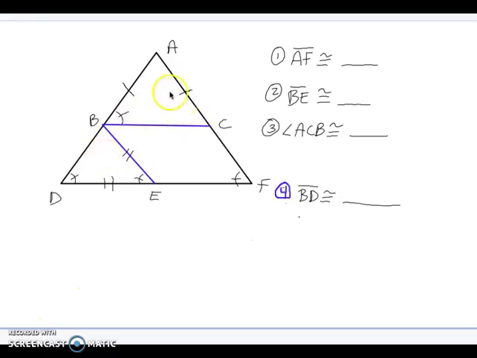Based on this figure, we can figure out the answers to this and figure out the congruency. So, segment AF has to be congruent to segment AD. So we'll write that over here, segment AD. Segment BE, right there, has to be congruent to segment DE because those are labeled for us.